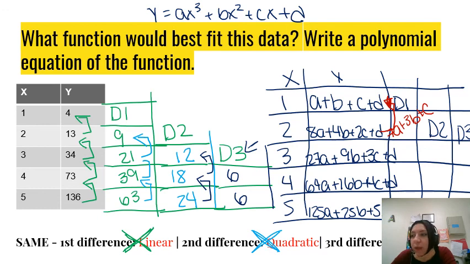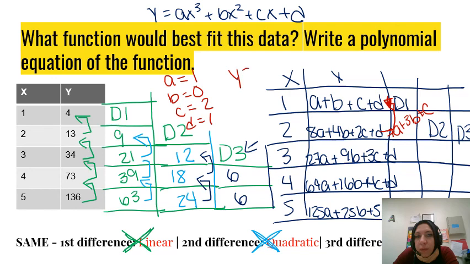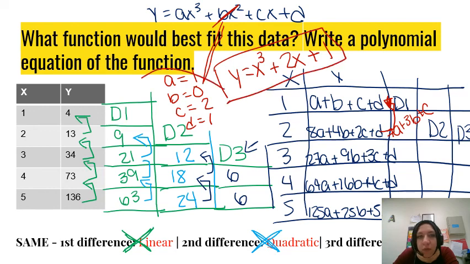And then you finally get, after you do this, that your A is going to be equal to 1, your B is equal to 0, your C is equal to 2, your D is equal to 1, and your answer should be, instead of A, we're plugging in 1, so it's x to the third. Instead of B, we're plugging in 0, so this term goes away. Instead of C, we're plugging in 2, so it becomes 2x, and instead of D, we're plugging in 1, so it becomes plus 1, and that is the equation that matches with this table set.